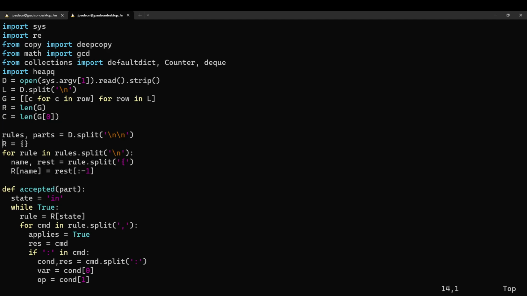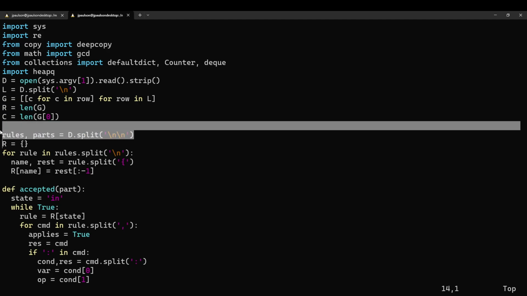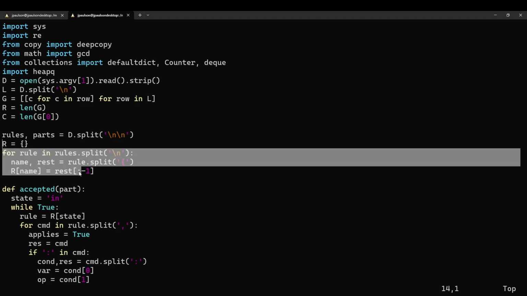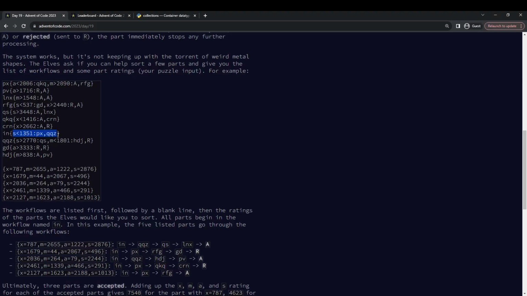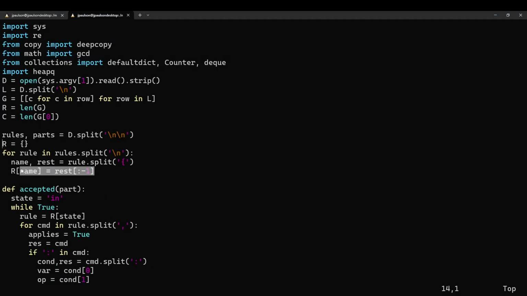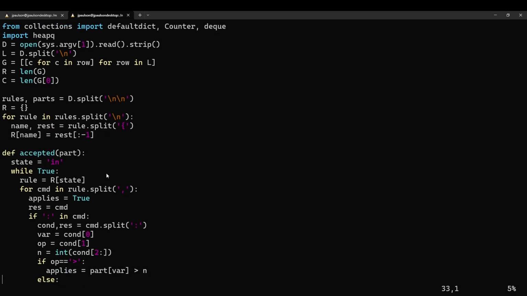All right, should I talk about the parsing? The rules on the parts are separated by 2 new lines, and then for each rule we're just going to figure out the state name and then the rules. So that's what we're computing here, that mapping.